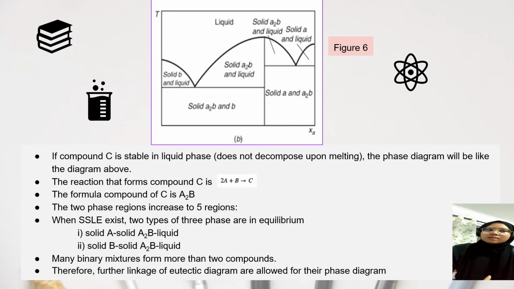So if compound C is stable in liquid phase, which means it does not decompose by melting, the phase diagram will look like in figure 6. The reaction that forms compound C is 2A plus B forms C, and the formula of compound C is A2B.